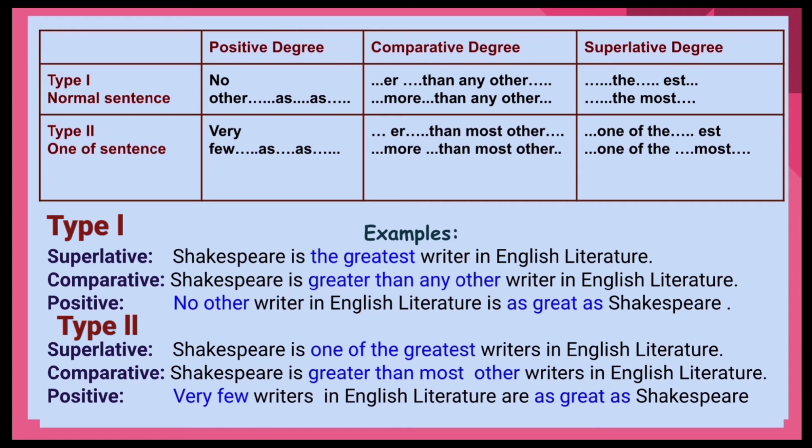But in my second type, I am telling Shakespeare is one of the greatest writers. Here I am talking about the great writers और उनमें से एक कौन है? Shakespeare. So that is the difference between one of type of sentence and simple sentence. So while changing the degree, we are using different rules.